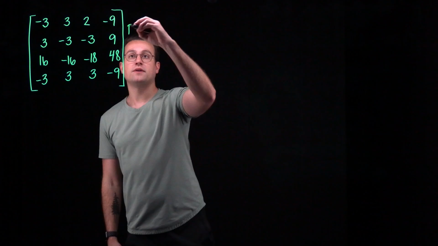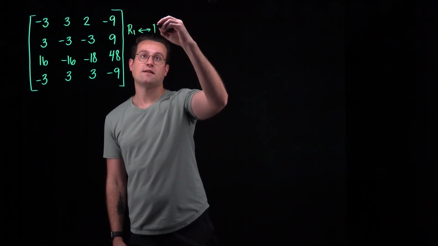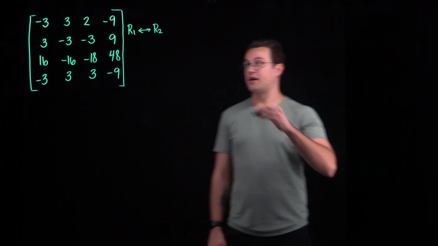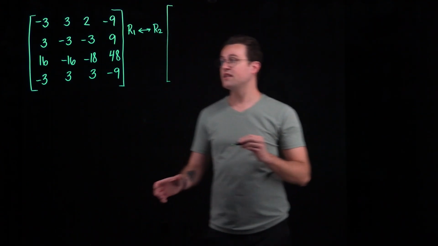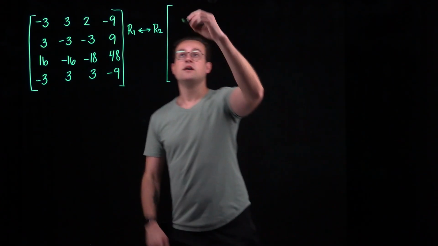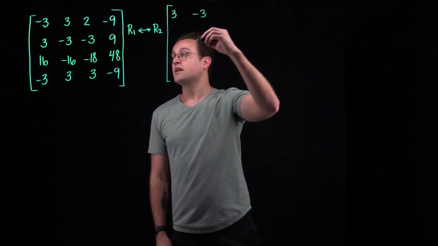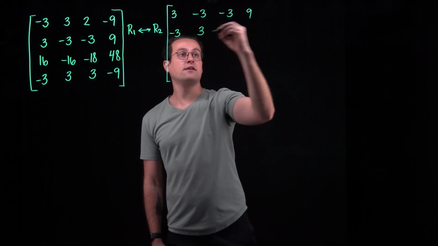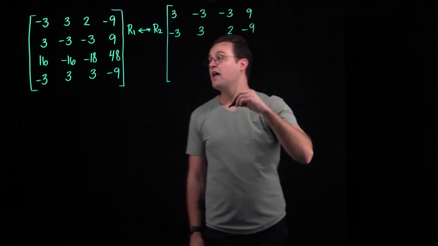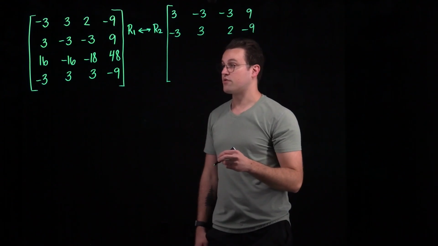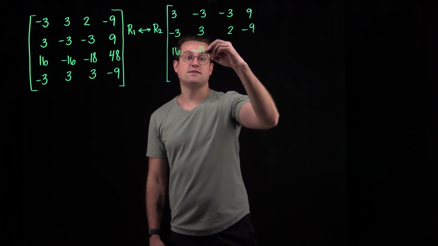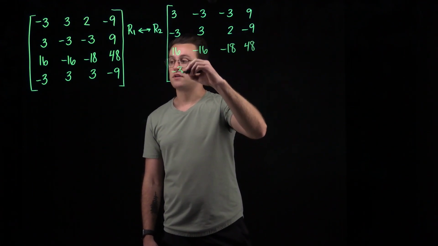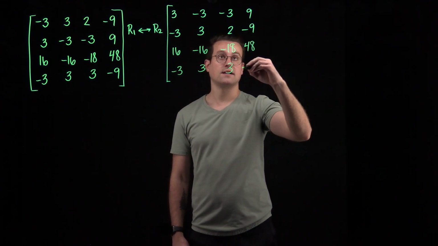So I'm going to start by swapping row 1 and row 2. And it's always important to label our row operations. That way we know what's going on. Okay, so the only thing that's changing is the first and second rows are swapping. So I have 3, -3, -3, 9, and then -3, 3, 2, -9. And then the third and fourth rows stay the same. So 16, -16, -18, 48, and then -3, 3, 3, and -9.